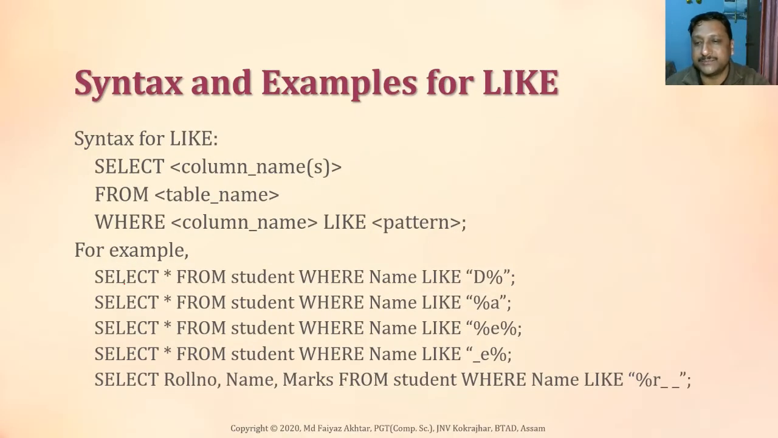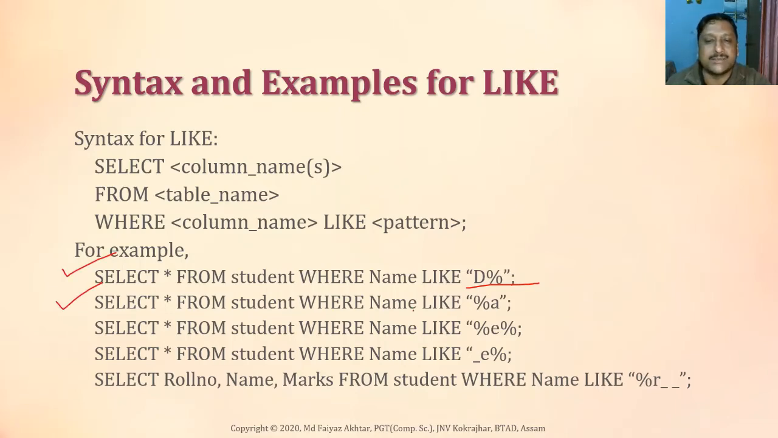See the example here: SELECT * FROM student WHERE name LIKE 'D%'. D% means it will display those names which start with the letter D, and after the letter D there can be any number of characters or any length of name. So all the names starting with the letter D will be displayed for the first statement.